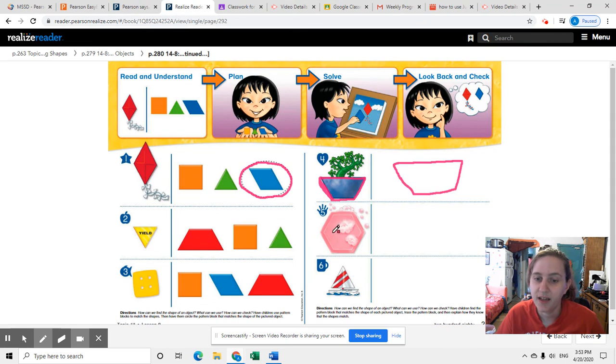Right here, figure out what shape you think it is, and try your best just to draw it over here, even if you don't have pattern blocks. Finally, what shape do you think this is? Try your best to draw it.